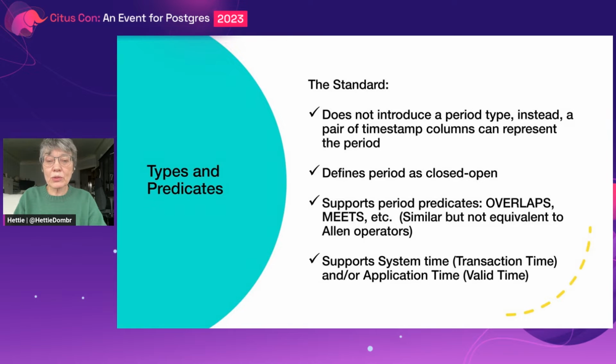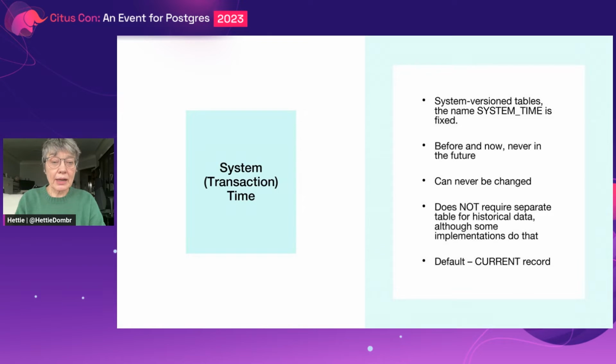Also, the standard supports all these time predicates, overlaps, meets, and all the others, not exactly as Allen's relationships, Allen's predicates. We won't go into this. There are some differences, but they're clearly defined in the standard. And then the standard defines two time dimensions, which it supports at a minimum. One is the system time, that's the same as transaction time, and the other is application time, which is sometimes called valid time.